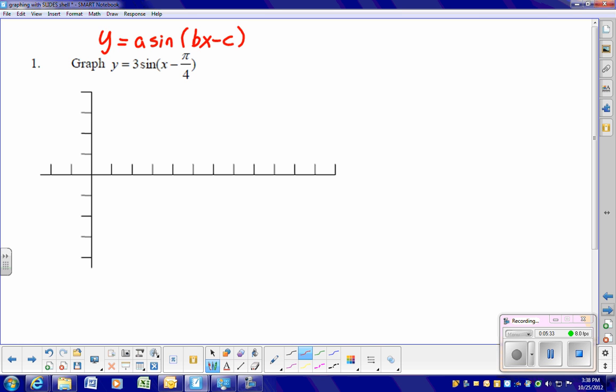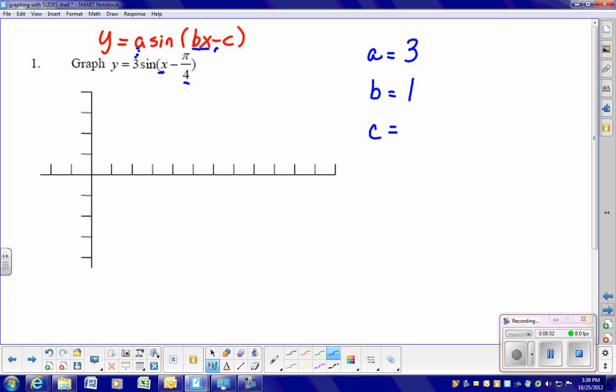Okay, so as I look at this, some things that I would write down off to the side, and the more off to the side writing you do at the beginning, the easier it is to actually graph. I would write down what A, B, and C are. So if I match this up, the 3 is what's in the A slot. B is the number multiplied by the X, and there doesn't seem to be anything there, so that means it's just one X. B is 1. And C is pi over 4.